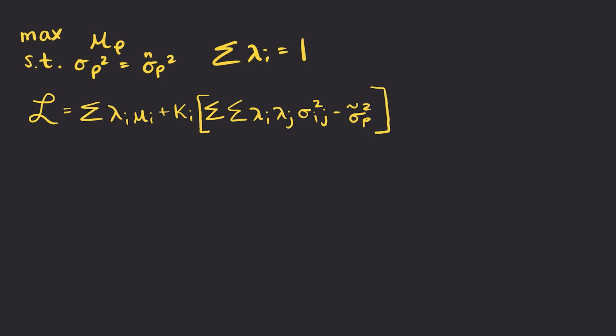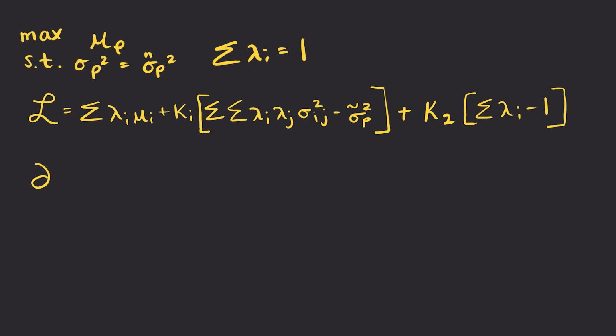And you also have another constraint here, which is that all the portfolio weights have to add up to 1. So we're going to throw in another Lagrange multiplier that reflects this constraint. So now what we're going to do is maximize L with respect to our choice variables, which are these lambdas, as well as the Lagrange multipliers.